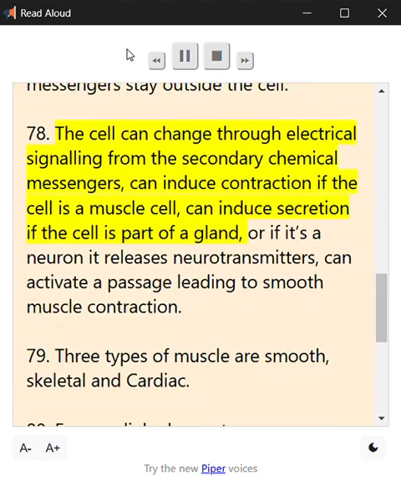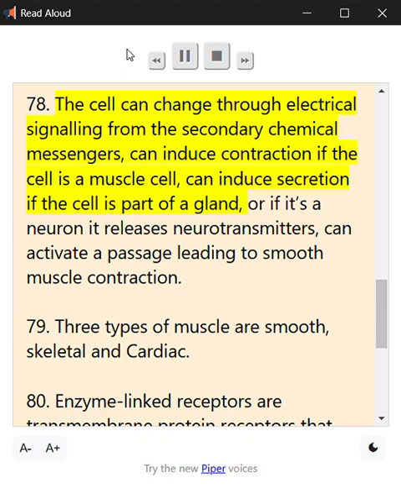78. The cell can change through electrical signaling from the secondary chemical messengers. It can induce contraction if the cell is a muscle cell, and can induce secretion if the cell is part of a gland. Or if it's a neuron, it releases neurotransmitters, which can activate a passage leading to smooth muscle contraction. 79. Three types of muscle are smooth, skeletal and cardiac.